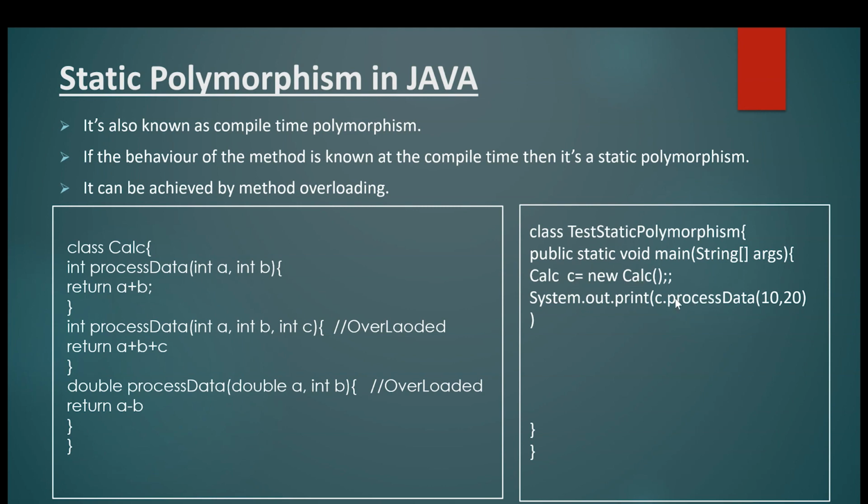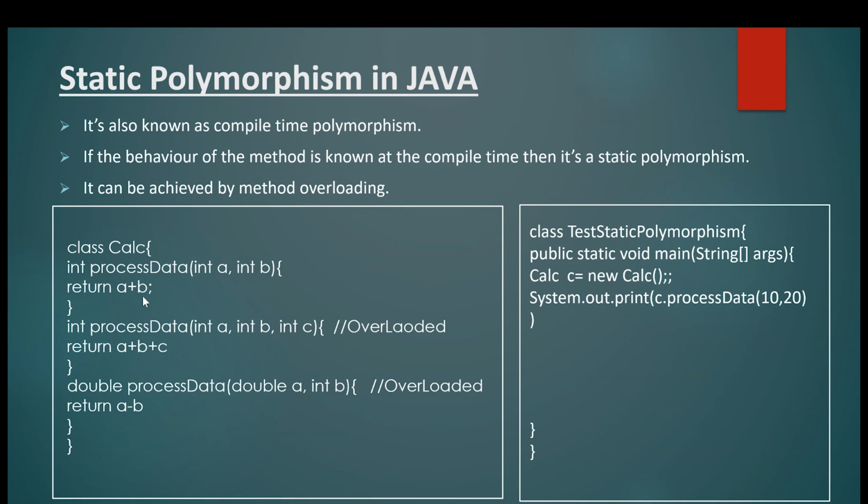Now for c.processData(10, 20), the compiler, or rather the JVM, will check for a method processData in the Calc class which takes two int arguments. It will try to find a method called processData, and verify the method parameters. It will see int a and int b, which is two int parameters for a method named processData. So it will invoke this method and return a plus b.